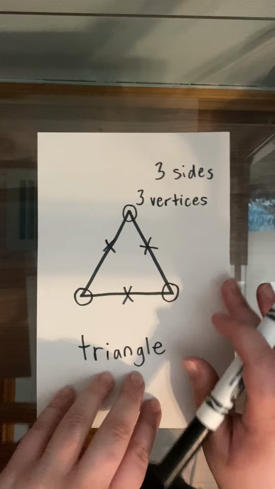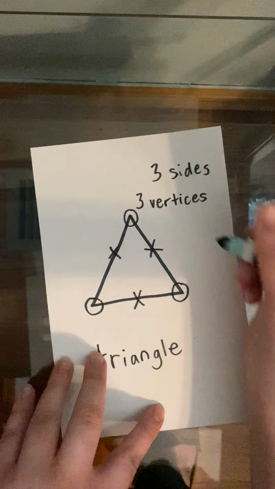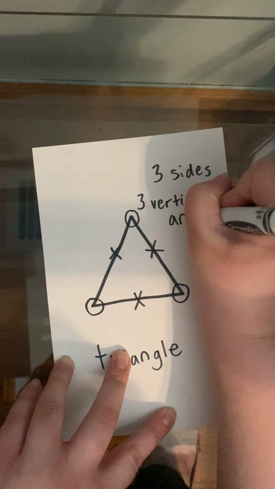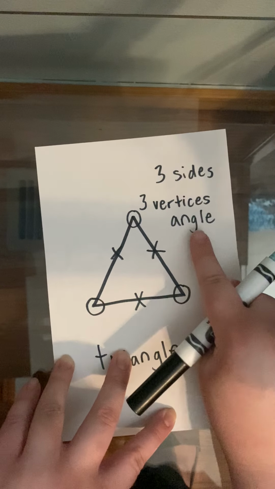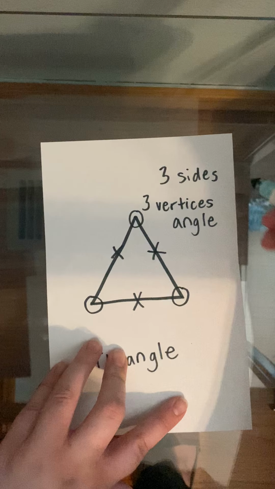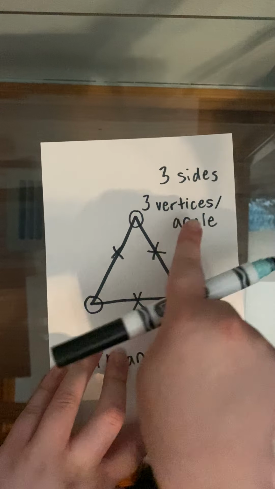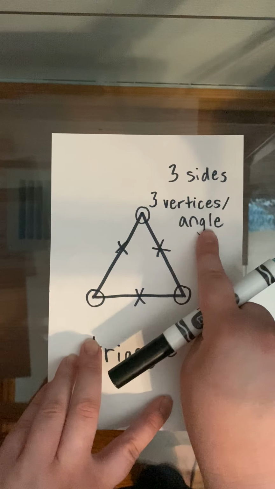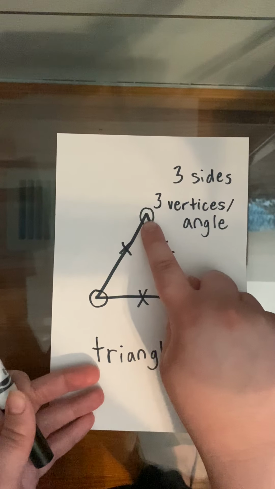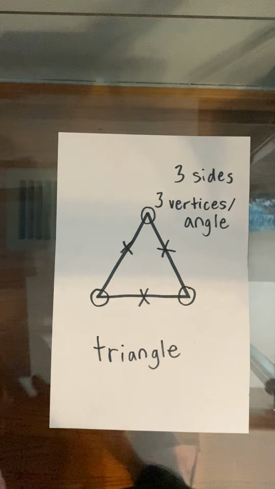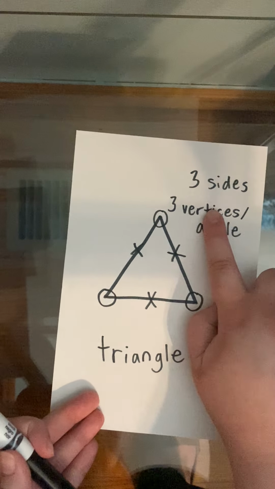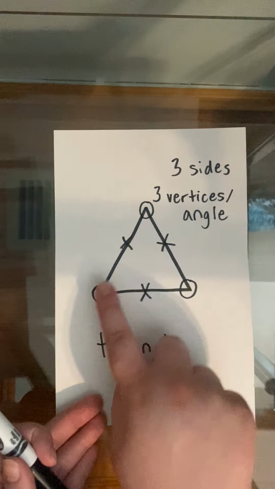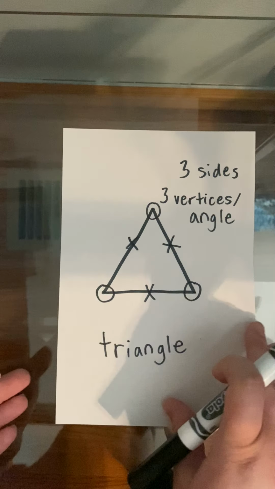But before we read a book, I want to explain something you're going to see in the book. You're going to see the word angle right here. An angle is another word for a vertice. So you can say a triangle has 3 vertices or 3 angles. 1, 2, 3. An angle is the same as a vertice, or I've been saying corners too. Same thing, they all mean the same. So let's read our book.